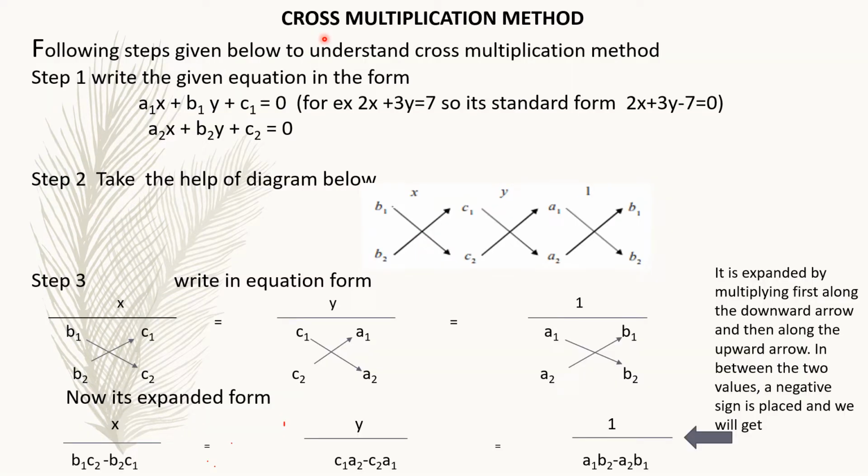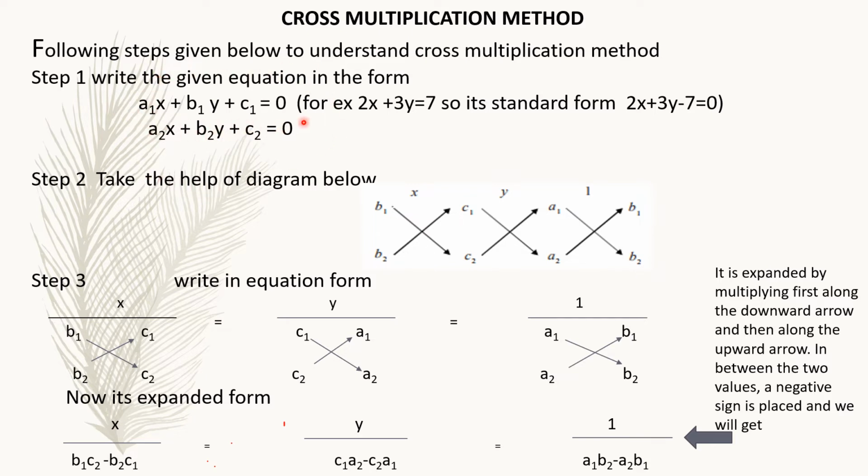Let us come to another algebraic method, which is the method of cross multiplication. This method is also applied for solving a given pair of linear equations in two variables. Here are the following steps to understand the cross multiplication method. First of all, we write the given equations in the form a1x plus b1y plus c1 equals 0 and a2x plus b2y plus c2 equals 0, which is the standard form of linear equations in two variables.